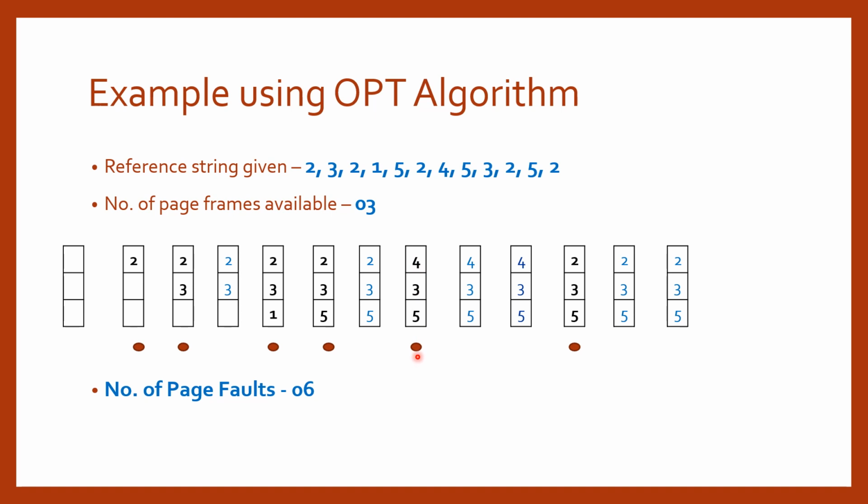Now the page request comes for 5. 5 is already there, no page fault. Now request comes for 3. 3 is already there, so no page fault. Now request comes for 2.